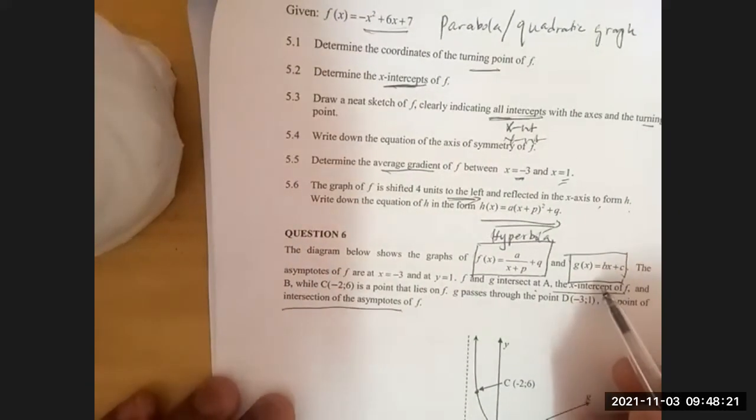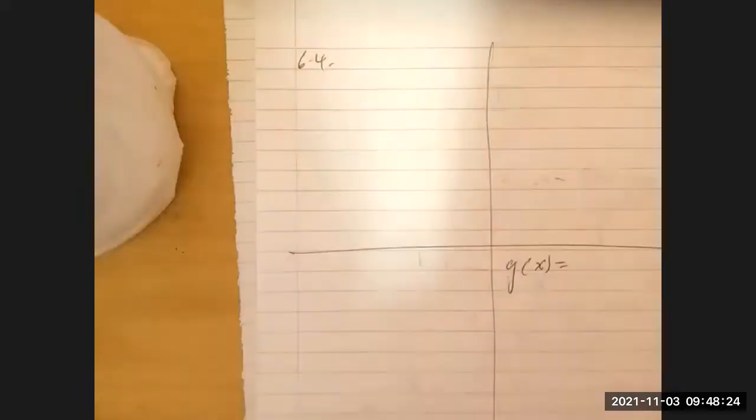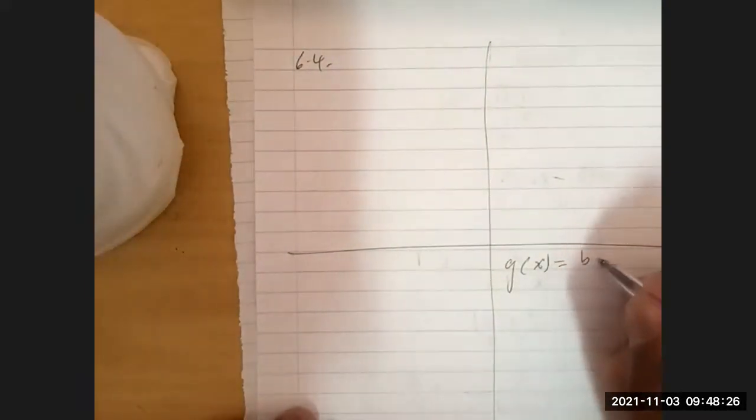So on 6.4, what is it that they want us to do then? They want us to determine the value of A and B, and we must also write down the equation of G. So we have seen that G of X was given to us as Bx plus C, right? So they want us to find the value of B and C, okay?